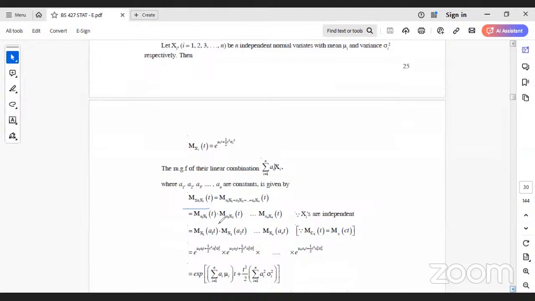M of a1 x1 into t, M of a2 x2 into t, and so on. Since the xi are independent, M x1 of a1 t, M x2 of a2 t, therefore M xn of an t. So M of cx at t is M x of ct, where c is the constant here.